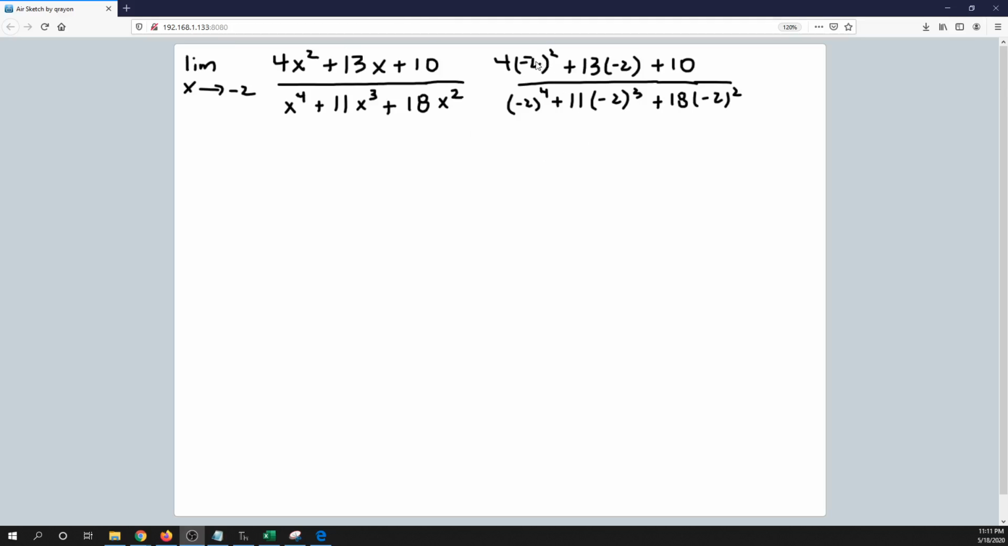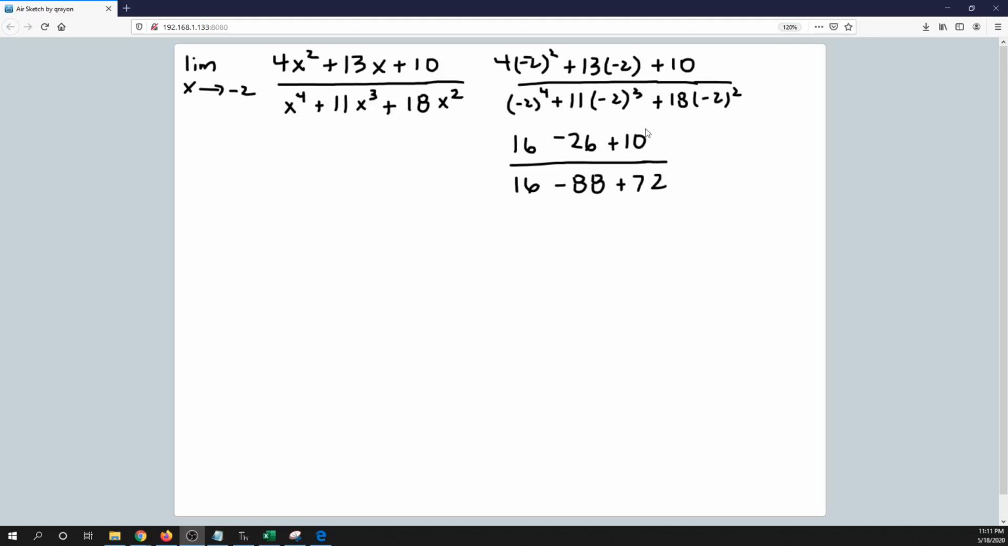All right, so -2 squared would be a +4. 4 times 4 is 16. So on top I'd have 16, and then minus 26 plus 10. On the bottom, -2 to the 4th power would come out to be a +16. And then -2 cubed would be a -8 times 11. That would be -88. And then -2 squared would be a +4. 4 times 18 is 72.